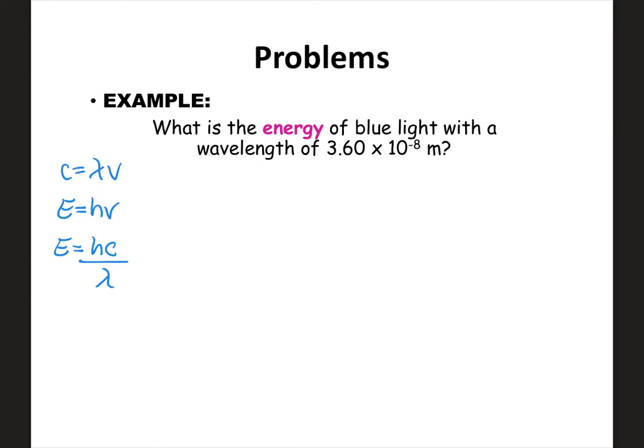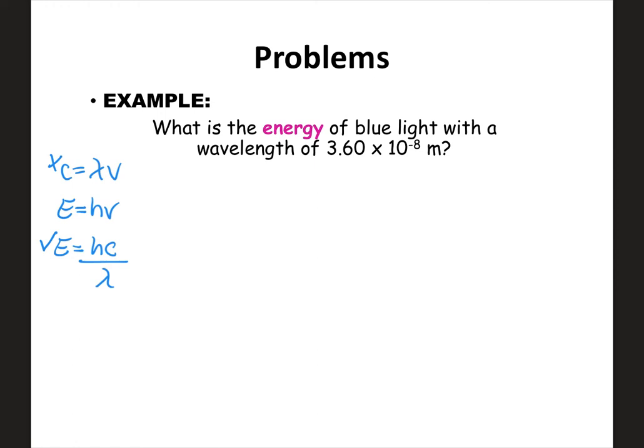In the problem, we want to know the energy. So immediately, one of these three equations can be eliminated. If we're solving for energy and an equation doesn't have energy in it, we can cross it off. So the top equation we're not going to use, because it doesn't have energy in it. And then the problem gave me wavelength. Which of the two remaining equations has wavelength in it? Obviously, it's the last one. So that's the equation we need to use.